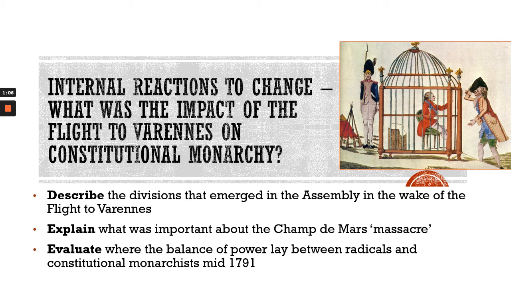And so we're going to be describing the divisions that emerge in the assembly in the wake of the flight to Varennes. We're going to be explaining how an event called the Champ de Mars was illustrative of the political balance of power, and we are going to evaluate where this balance of power lay between radicals and constitutional monarchists by mid-1791.